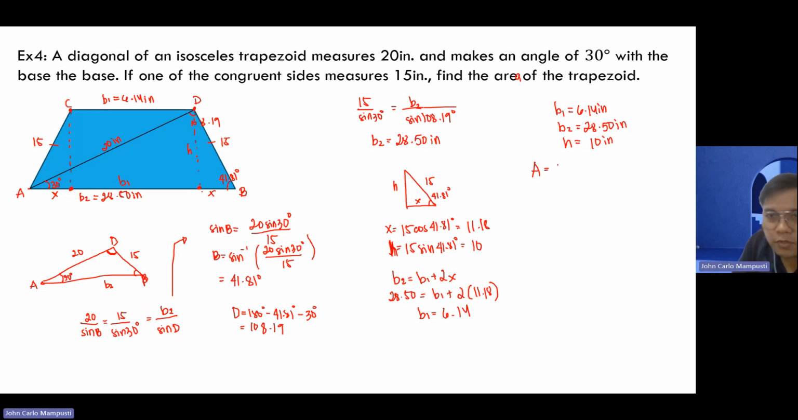So, therefore, area of trapezoid is 1/2 base 1 plus base 2 times height. Base 1 natin, 6.14 plus 28.5 times 10. So, kung yung input natin yan, this is 1/2 times 6.14 plus 28.5 times 10. This is equal to 173.2 square inches. This is our answer.